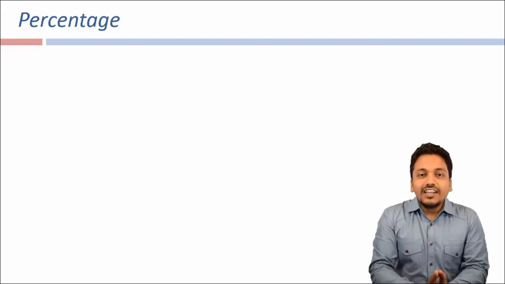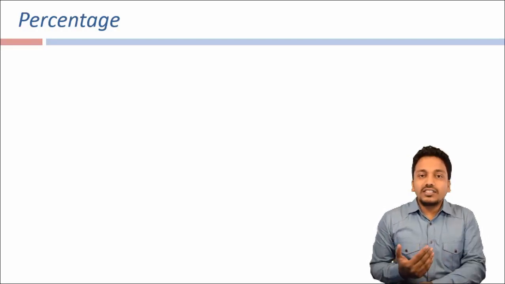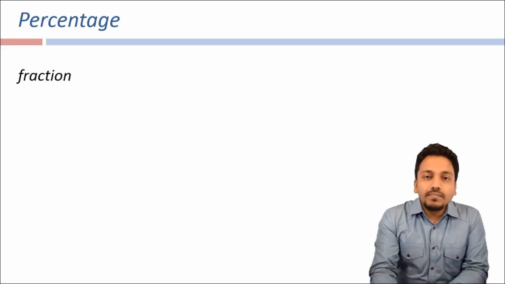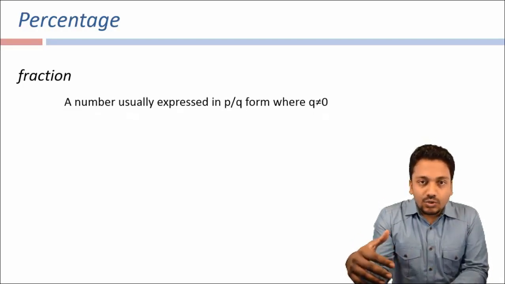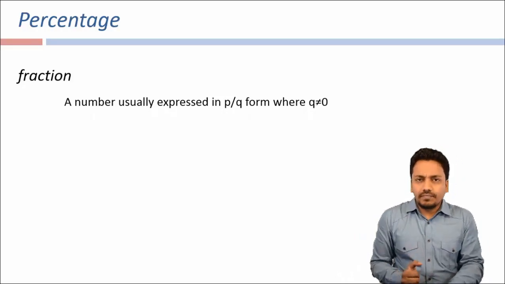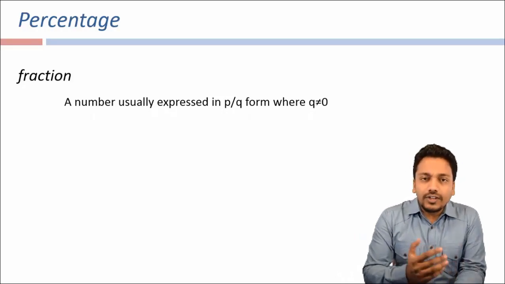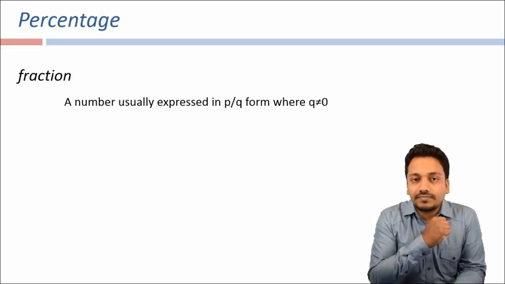Hello friends, in this video we are going to talk about fractions. So what are fractions? Fractions are numbers expressed in p by q form. So 2 by 3 is a fraction, 3 by 2 is a fraction. What about 15? Is 15 a fraction? 15 could be written as 15 divided by 1. So even 15 is a fraction.